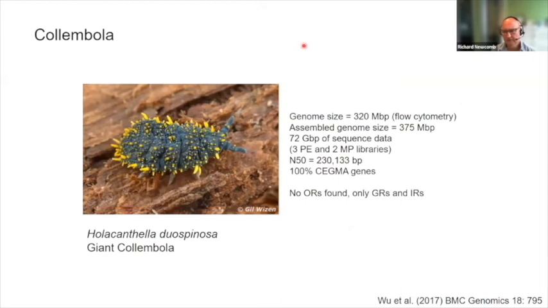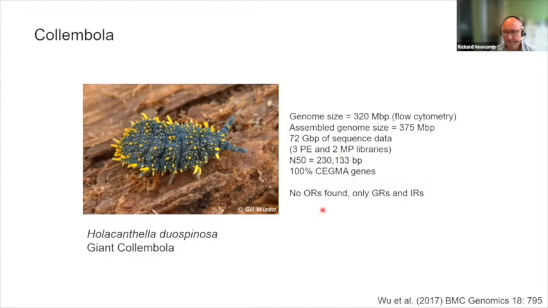So we sequenced Collembola. This is actually a Collembola collected off Hauturu, Little Barrier Island. This is a giant Collembola. It's almost a centimetre long. It's almost frightening, it's so large. And this had a very small genome relative to other genomes. But within it, we found no odorant receptor genes at all.